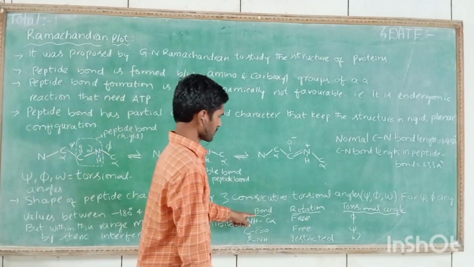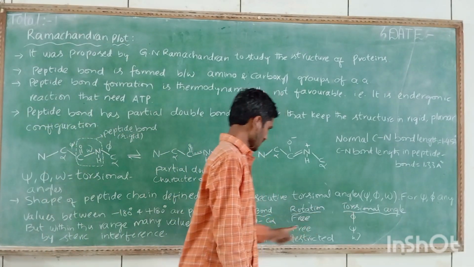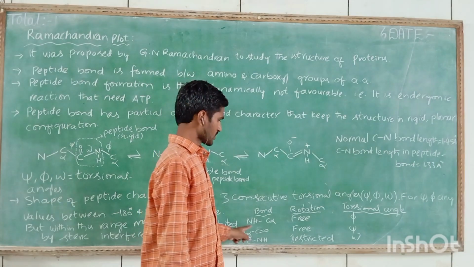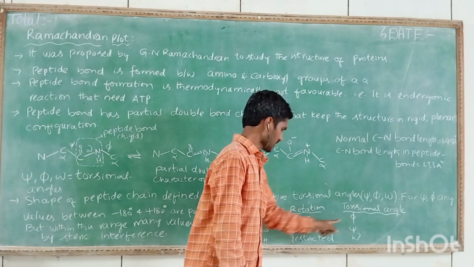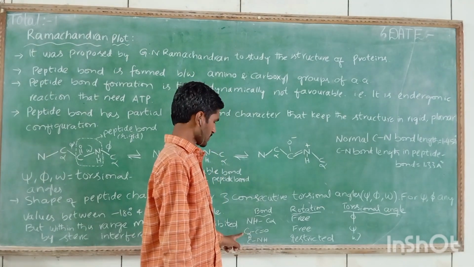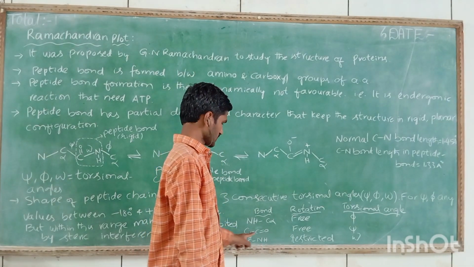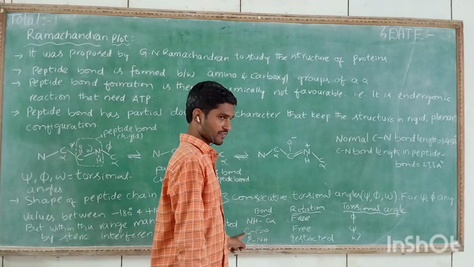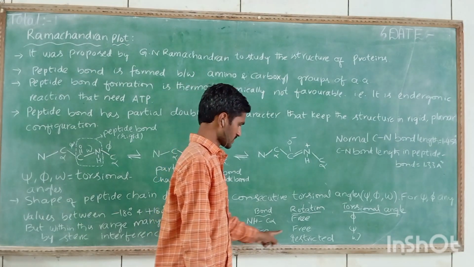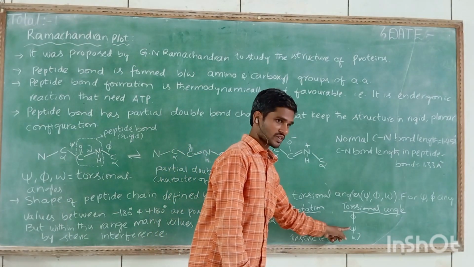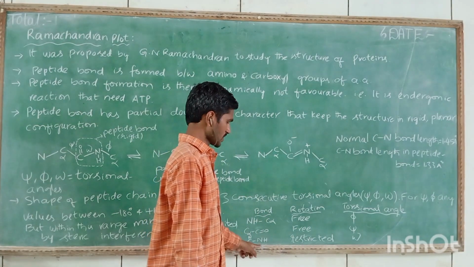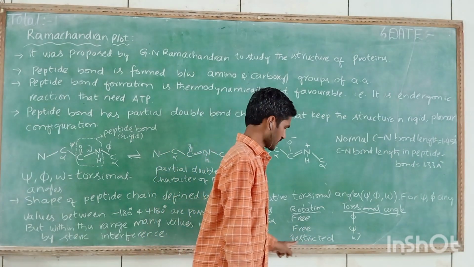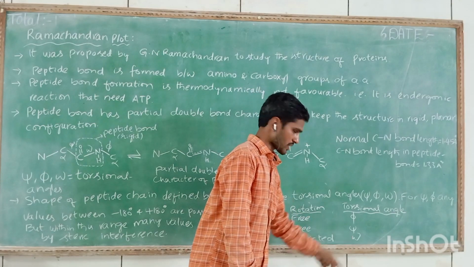If you see the bond rotation and torsional angle, the bond formed between NH and C alpha is free to rotate. It is shown by phi. The bond formed between C alpha and CO is also free to rotate. It is shown by psi. The bond formed between C and N has restricted rotation. It is shown by omega.